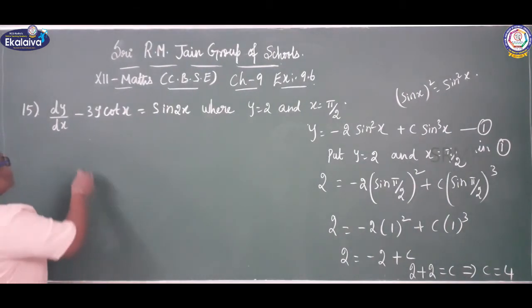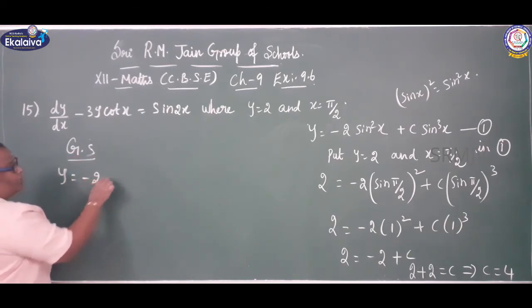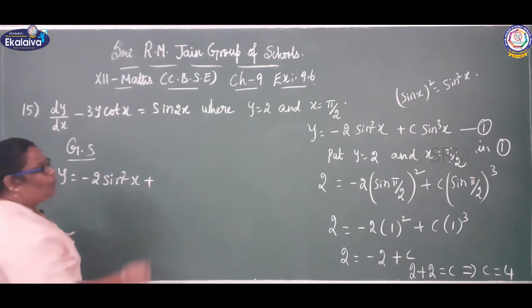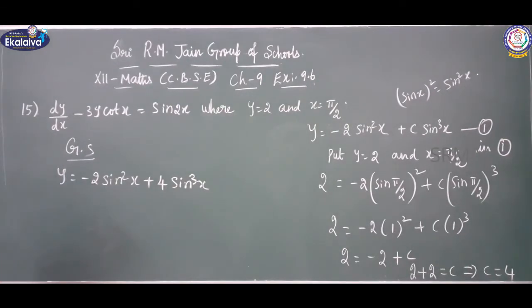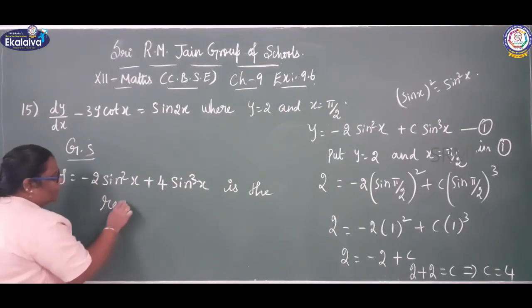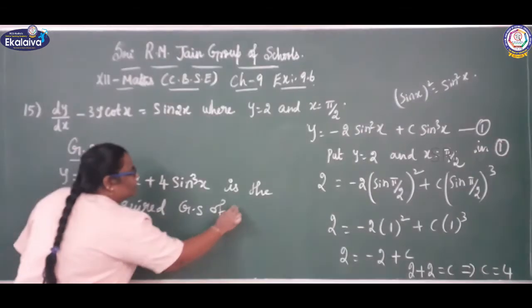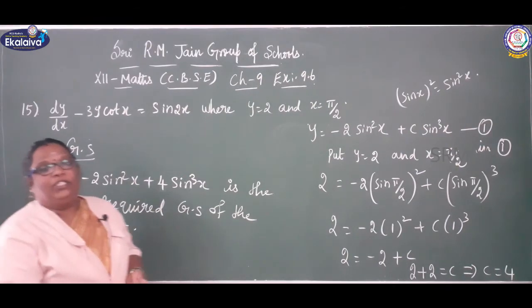See the general solution. General solution equal to y equal to minus 2 sin square x plus c value, which is 4, into sin cube x. So y equal to minus 2 into sin square x plus 4 into sin cube x is the required general solution of the differential equation.